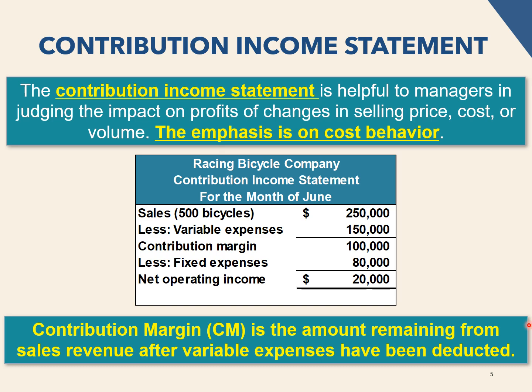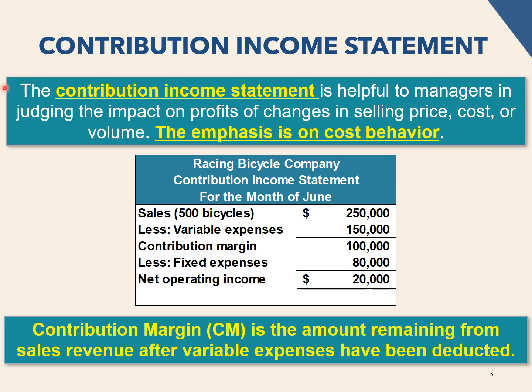Contribution margin is the amount remaining from sales revenue after variable expenses have been deducted. As you can see from this contribution income statement, sales less variable expenses will be equal to contribution margin, which is different from the traditional income statement for external reporting purpose. In a traditional income statement, you will get profit margin rather than contribution margin.